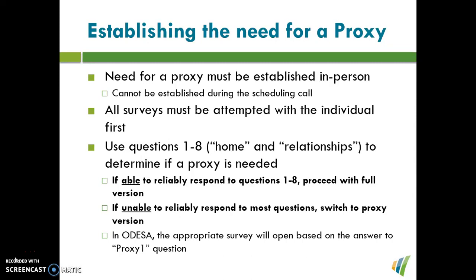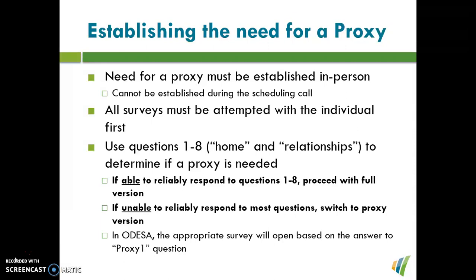So you'll always need to attempt those first 8 or so questions with the individual, those questions about home and relationships. So if in asking those first 8 questions, the person's able to reliably respond to those questions, or most of the questions, you can go ahead and proceed with a full version of the consumer survey.